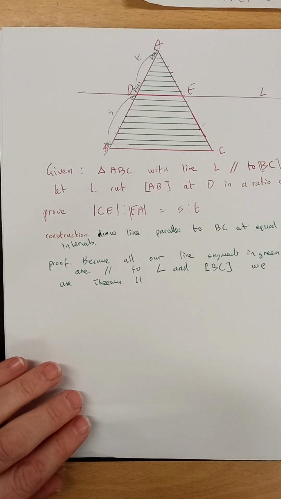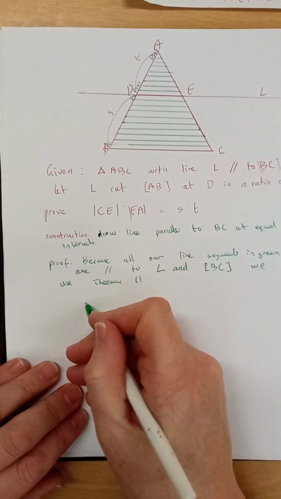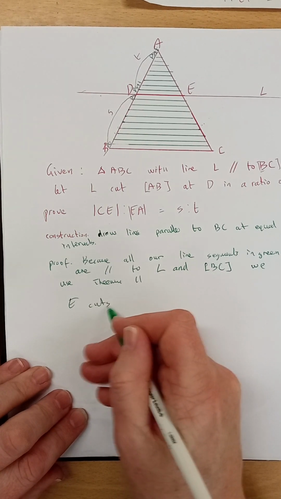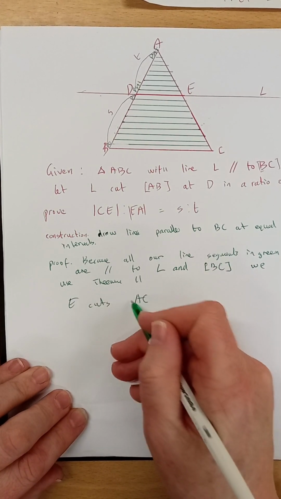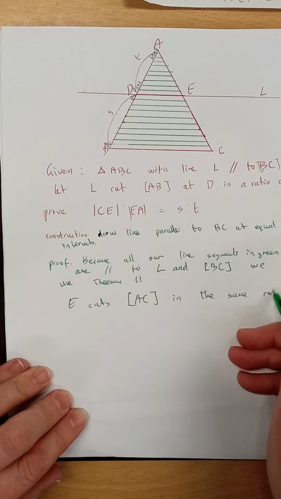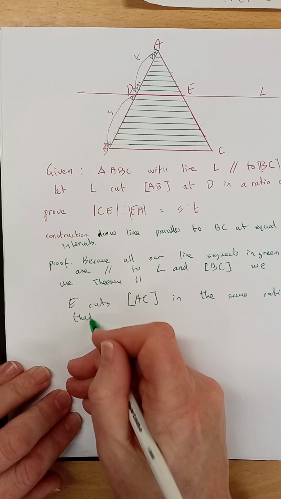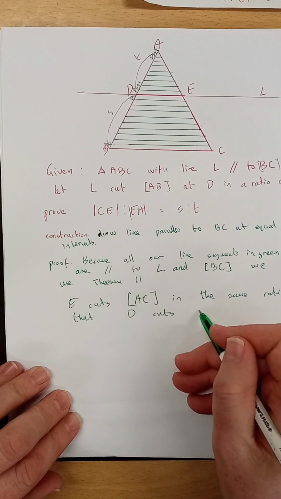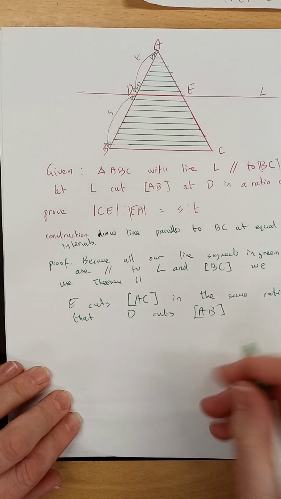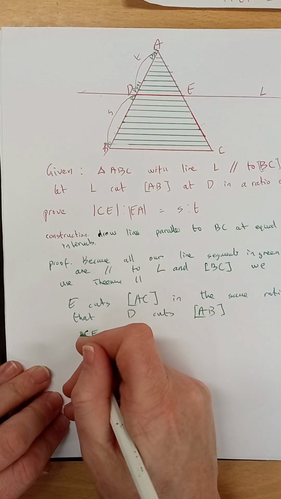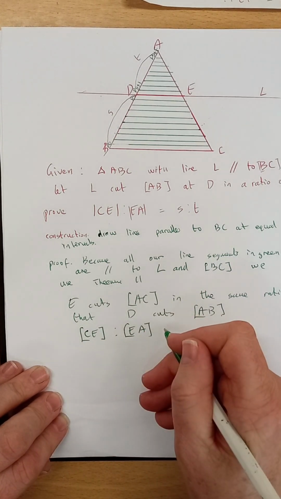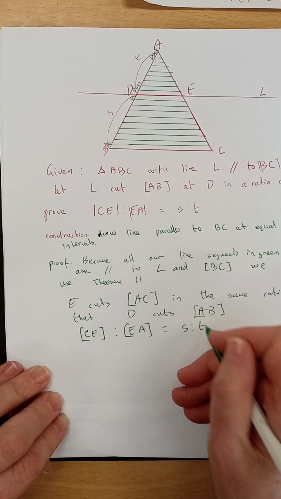So E cuts AC in the same ratio that D cuts AB. So that must mean that CE compared to EA is the same as S is to T.